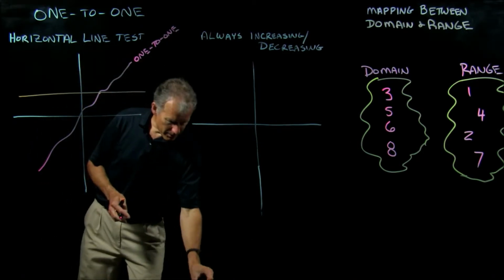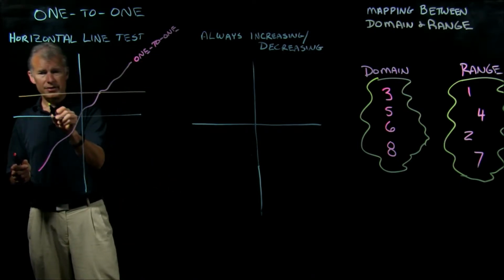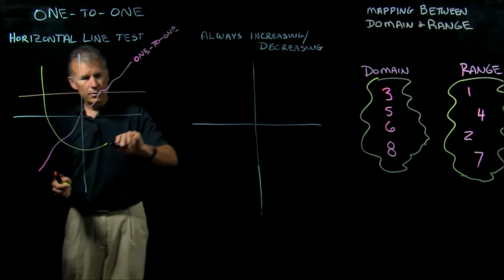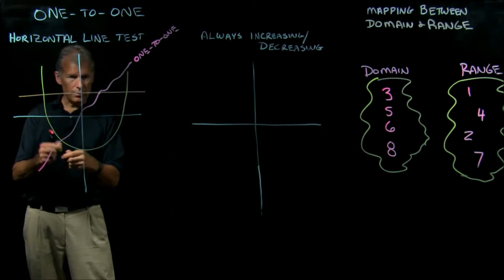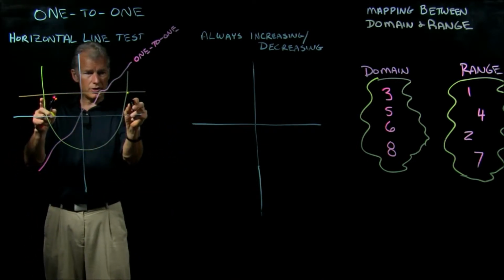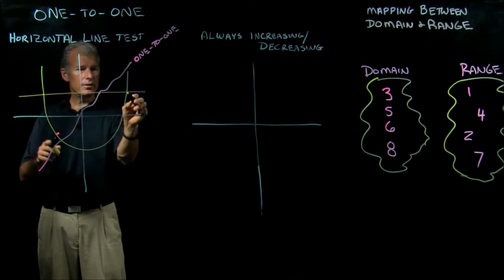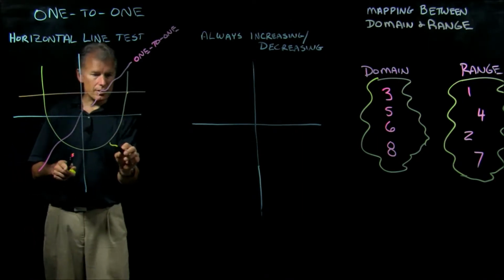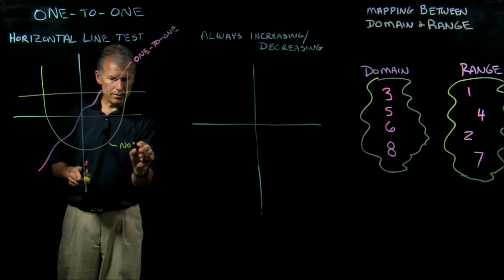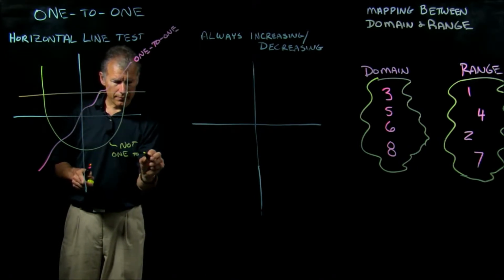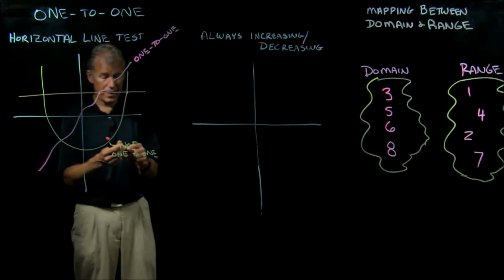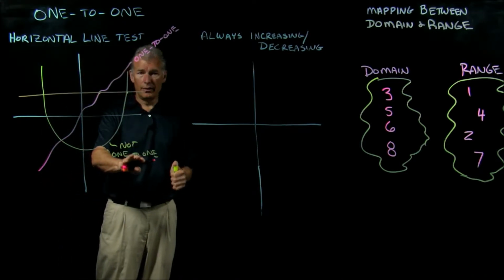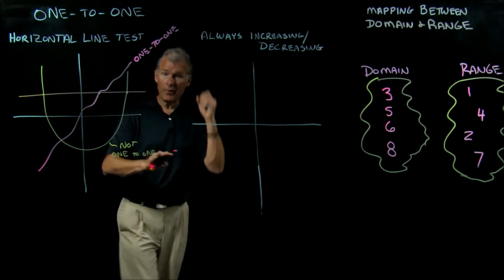And then let's pick one. Let's say I graph this. And you can see right away, well, here's my horizontal line. Of course, it crosses in two places. So that means that this one here is not one-to-one. So you may have an inverse. In fact, you will have an inverse of that, but it won't be one-to-one. In other words, the inverse will not be a function.